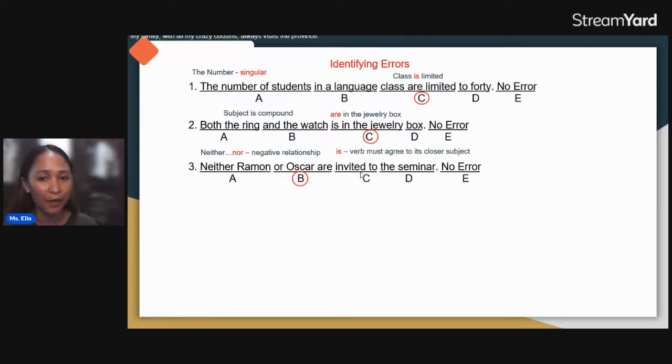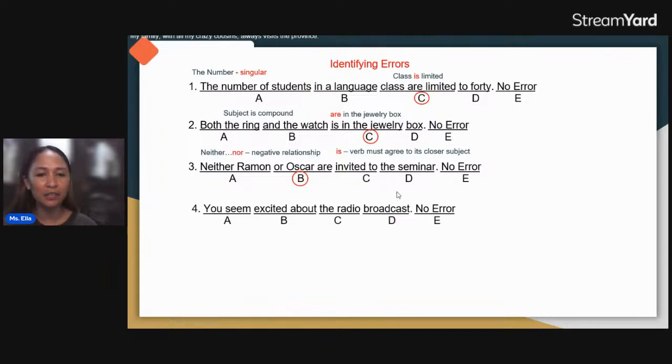And then is. Okay? The verb must agree with its closer subject. So this should be nor and this should be is. Why? Because the verb must agree with its closer subject. The closer subject here is Oscar. That means there are two errors here. First, the word or should be replaced by nor. And then are should be replaced by is. So the correct sentence should be: neither Ramon nor Oscar is invited to the seminar. All right? I hope it's clear.